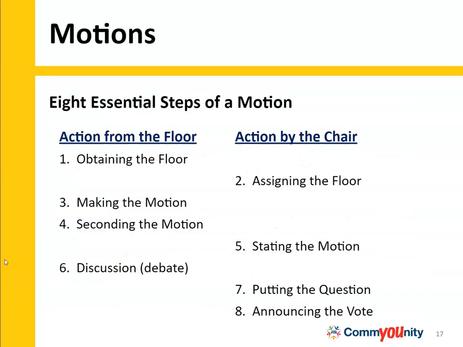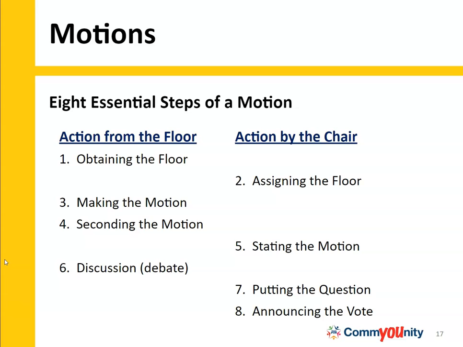There are 8 essential steps for motions. 1. Obtaining the floor. A member rises and addresses the chair, basically asking to be recognized. 2. Assigning the floor. The chair recognizes the member and assigns the member the floor by speaking the member's name or nodding to the member. 3. Making the motion. The member introduces the motion by stating, "I move that," or "I move to."